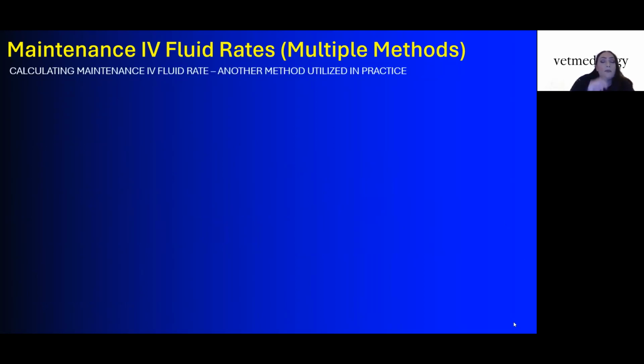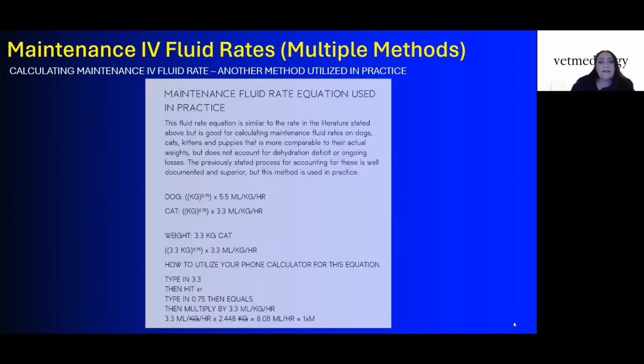So this is another way to go ahead and calculate maintenance IV fluid rate that's used in practice. I'll let you take a look at this. So this fluid rate equation is similar to the rate in the literature that I stated previously, but is good for calculating maintenance fluid rate on dogs, cats, kittens, and puppies that is more comparable to their actual weights, but does not account for dehydration deficit or ongoing losses. The previously stated process for accounting for these is well documented and superior, but this method is used in practice.